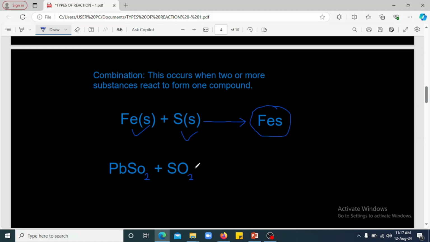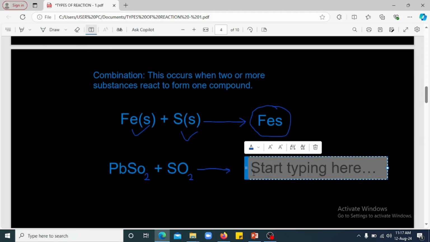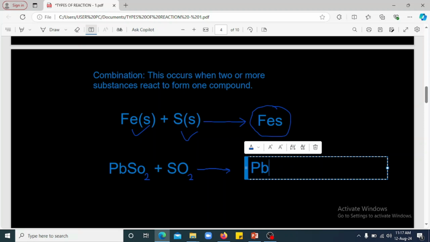SO2 is sulfur 4 oxide or sulfur dioxide. So it's reacting with this to give what? Let's see this. It's reacting with this to give, what is it giving us? It is giving us lead sulfate. That's lead tetraoxosulfate 6.